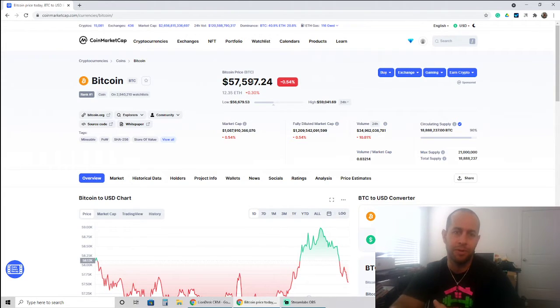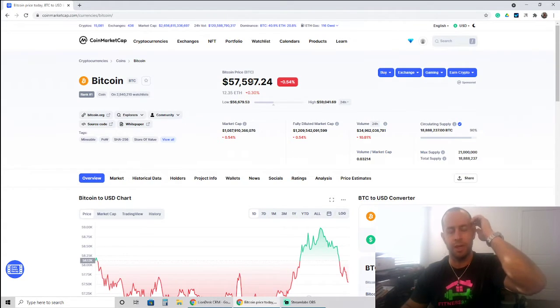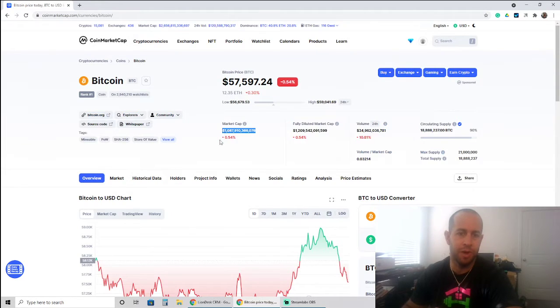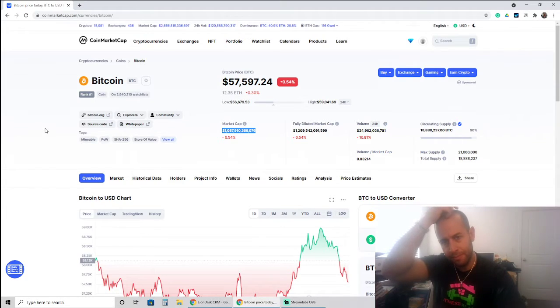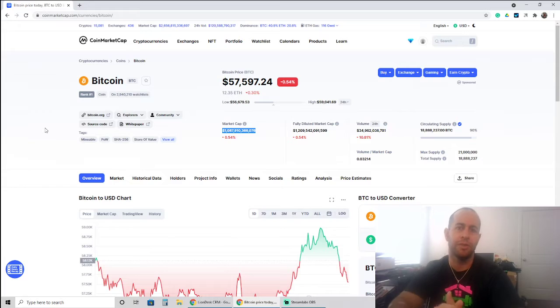A lot of people, if they saw this 2 years ago, may have seen Bitcoin at $3,000 or $4,000, and then they thought that was really high. But the thing that I'm trying to point out with this website is this market cap right here. It is a market cap of over $1 trillion, which is really interesting to me.